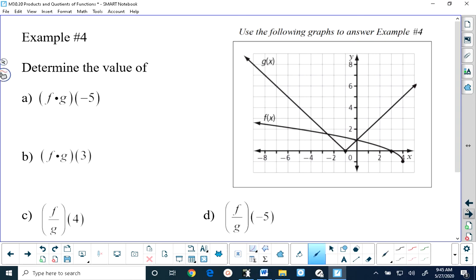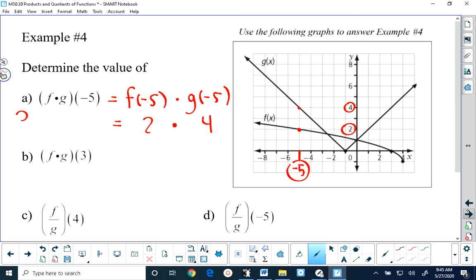So when I say to you f times g of -5, what that means is f of -5 multiplied by g of -5. And all that means is I go over here to -5, and I look at the y coordinate of f, and I look at the y coordinate of g, and I'm going to multiply those two things together. We're going to have 2 multiplied by 4, which means that f times g of -5 is 8. This is our answer. 2 times 4 is 8.